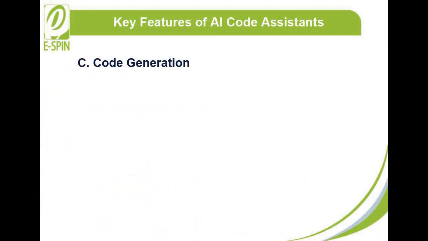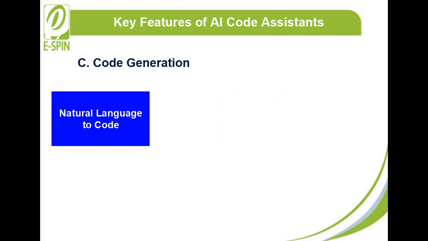Key feature 3 is code generation. It allows developers to input natural language descriptions or select templates, and the assistant automatically generates the corresponding code, streamlining the development process. Natural language to code.